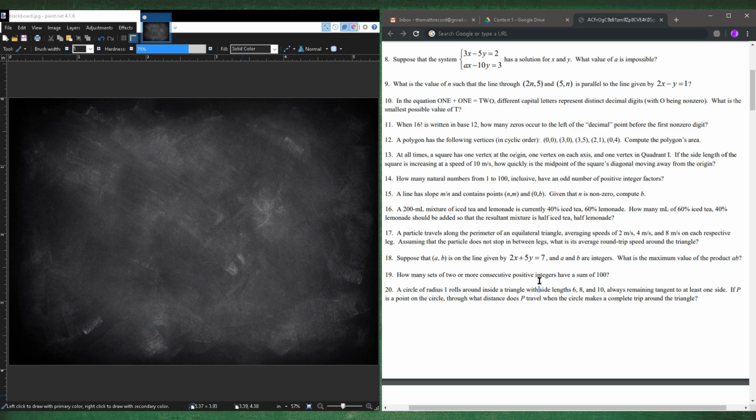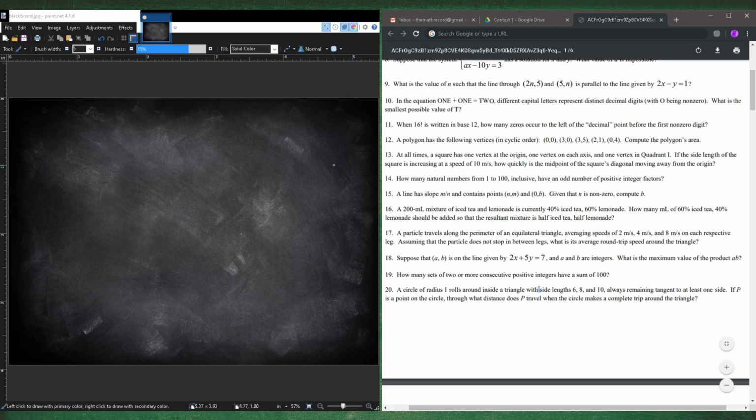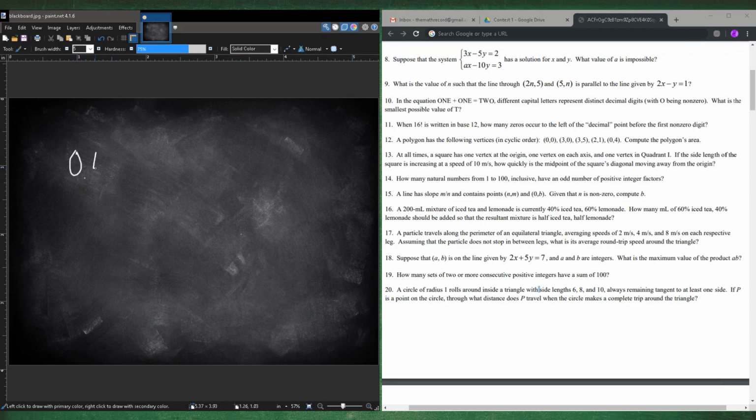Let's just say we want to focus on iced tea, right? So we need to find out how many milliliters of the iced tea and lemonade mixture is already iced tea. So 40% of 200 is iced tea, so 0.4 times 200 out of the 200 mixture. That makes sense. So that's iced tea.